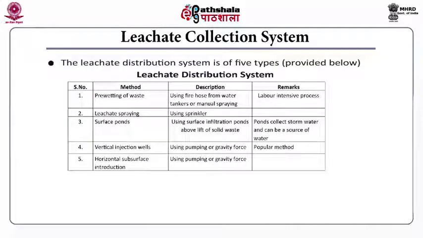For pre-wetting the waste, you can use a fire hose from water tankers or manual spraying, which is generally a labor intensive process. The second method for leachate spraying is a sprinkler. Third, for surface ponds, you can use surface infiltration ponds above a lift of solid waste. The fourth one is vertical injection wells, where you use pumping or gravity force, which is a popular method. The fifth one is horizontal subsurface introduction, where again you use pumping or gravity force.